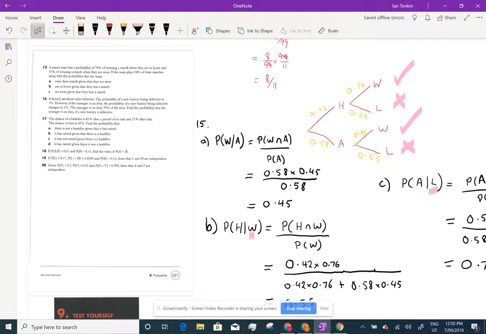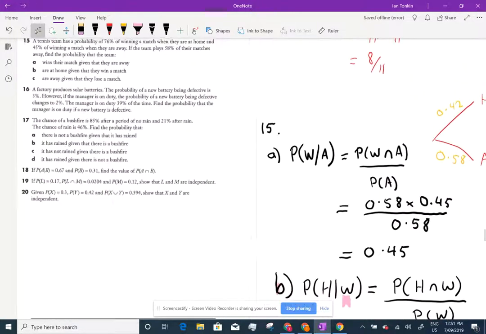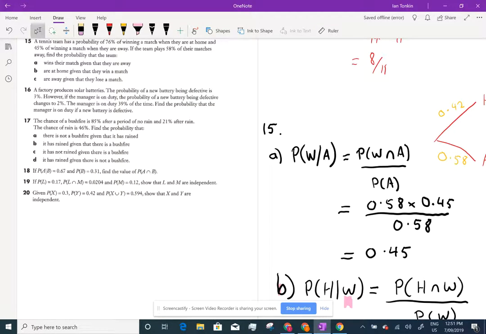So 16. Okay. So what do we got here? We got a factory producing solar batteries. Probability of new battery being defective is 3%. However, if the manager is on duty, the probability of new battery being defective changes to 2%. The manager is on duty only 39% of the time. Okay.